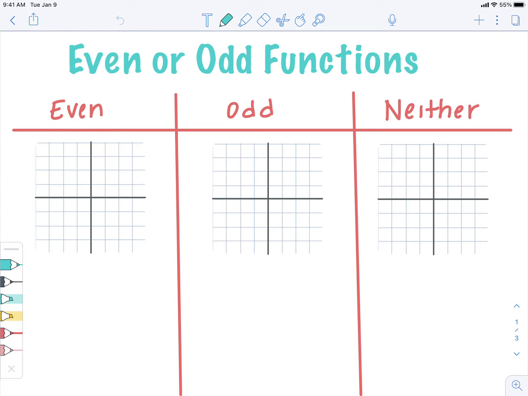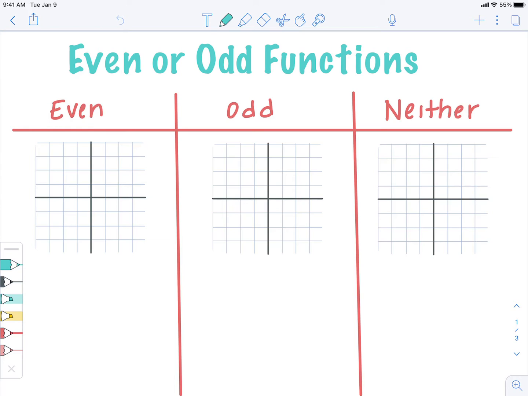All right, so we're talking about whether the function is even, odd, or neither. So symmetry, there were a couple options for us with symmetry. We could have y-axis symmetry, x-axis symmetry, or origin symmetry. Now we're going to talk about if the function is considered even or odd, which goes right along with symmetry. Before we had 3 options, now we only have 2.